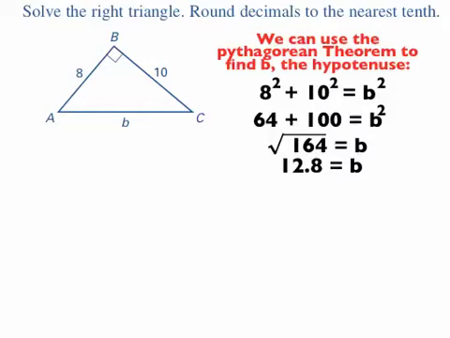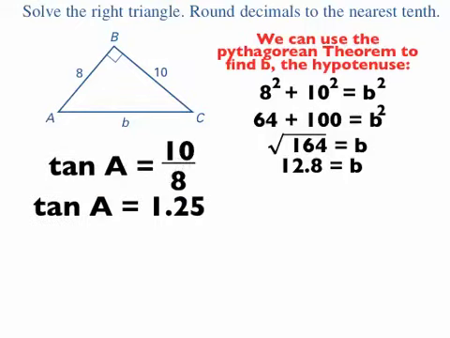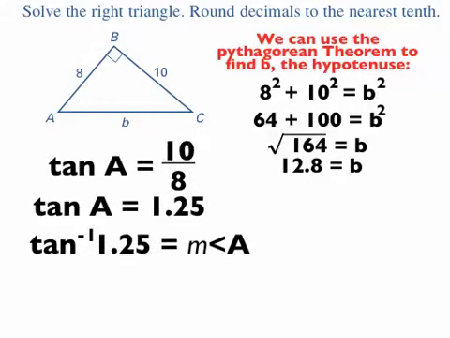I believe I'm going to find the measure of angle A using 8 and 10, which would be the opposite and the adjacent sides. So I'm going to say that the tangent of A equals 10 over 8. Well, 10 over 8 is 1.25. This is where the inverse tangent is going to come in handy. So the tangent of angle A is 1.25. To find the measure of angle A, I'm going to take the inverse tangent of both sides. So the inverse tangent of 1.25 is going to equal the measure of angle A. In your calculator, you would enter second tangent to get inverse tangent, and then just plug in 1.25.